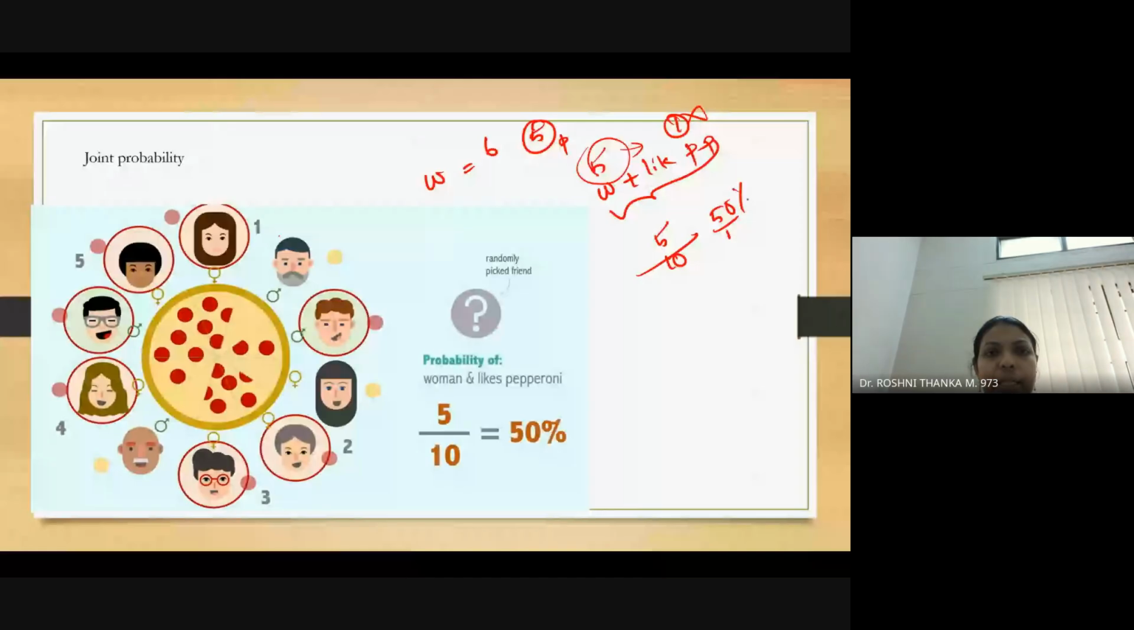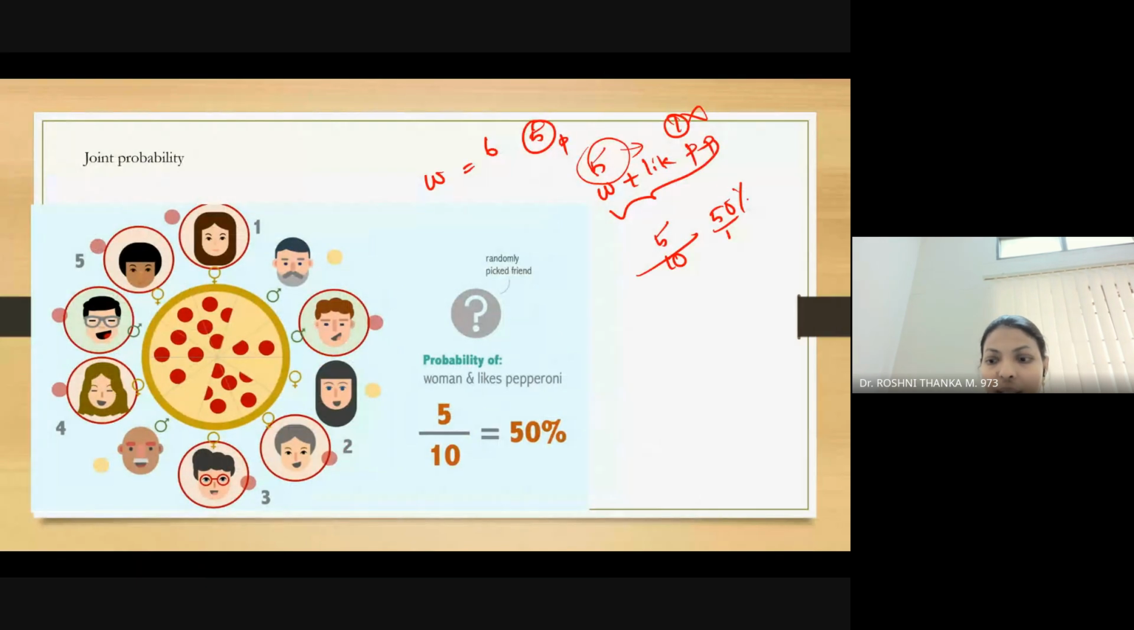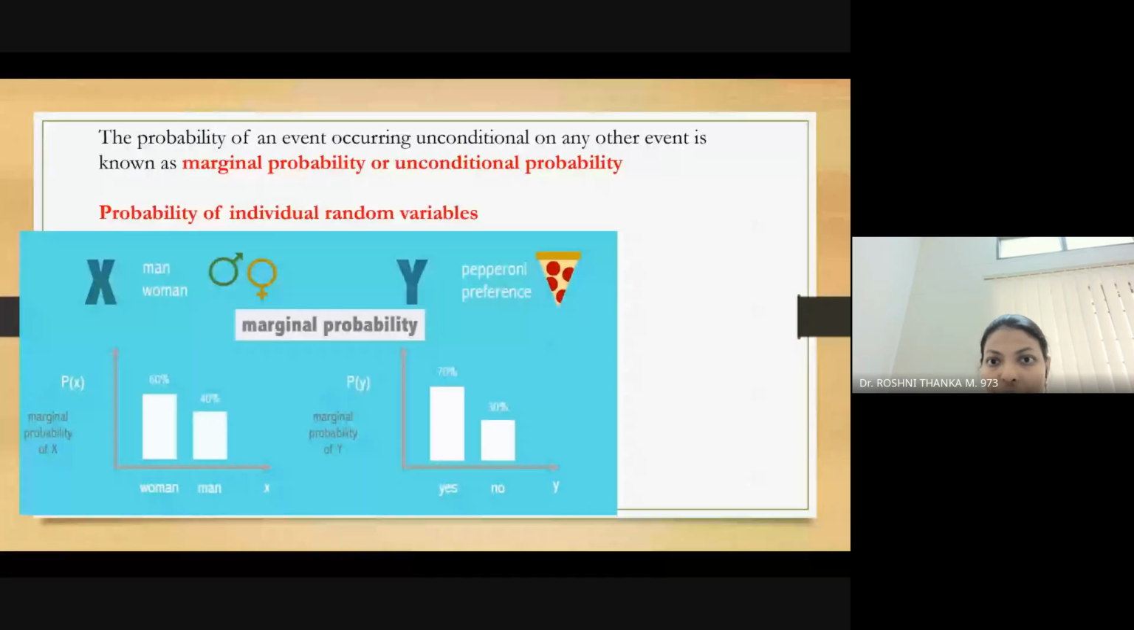Okay, the next one is conditional probability. What is conditional probability? Based on one event, something else should be happening. So that is a dependent event. For example, if the wind is blowing, then only there should be rain. Based on one event, if another event is occurring, that is called conditional probability. And mostly this probability is denoted by P of x comma y.